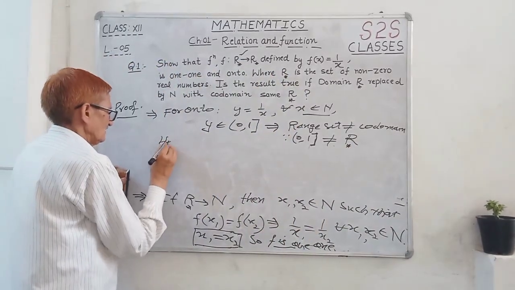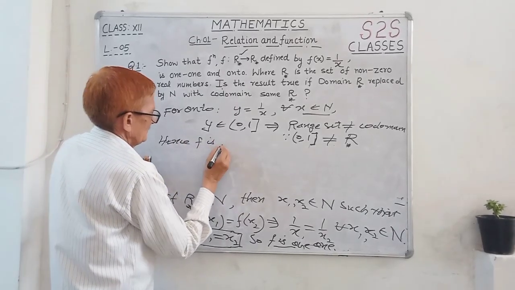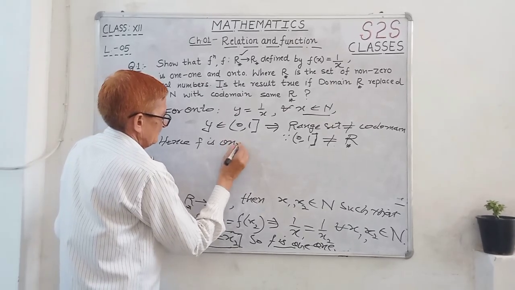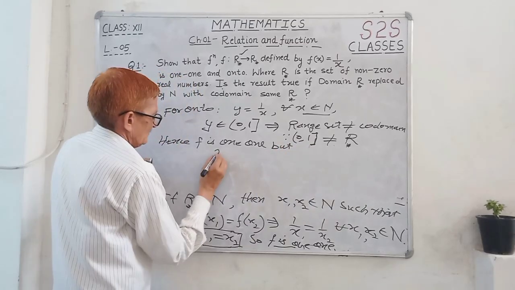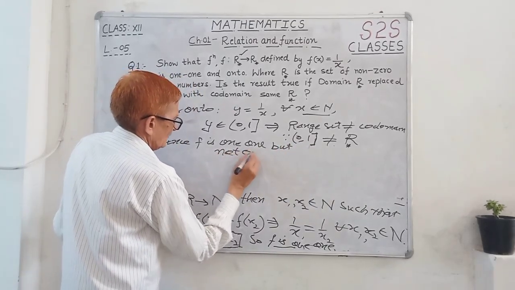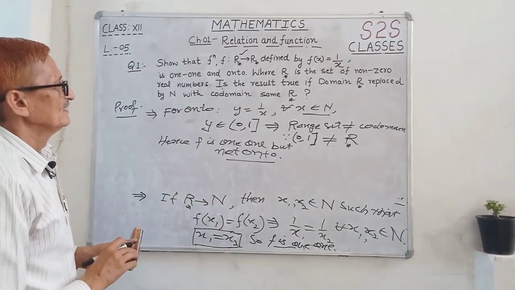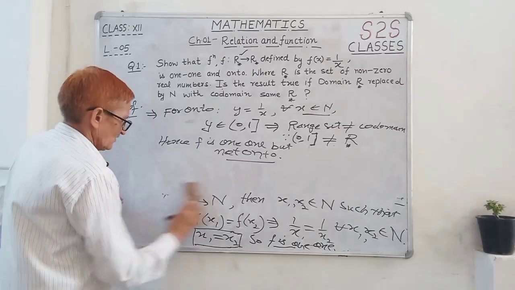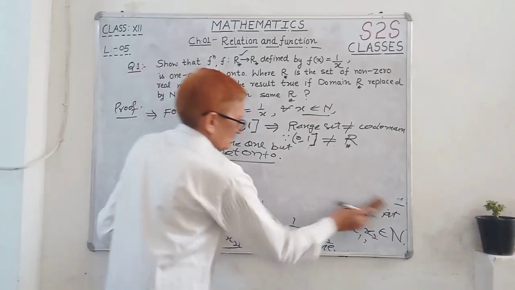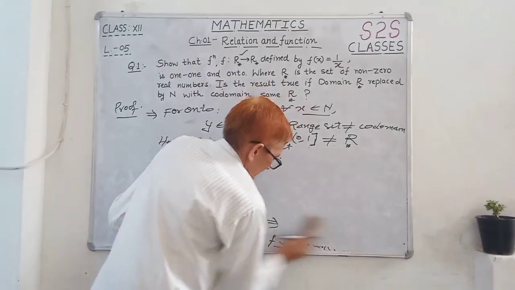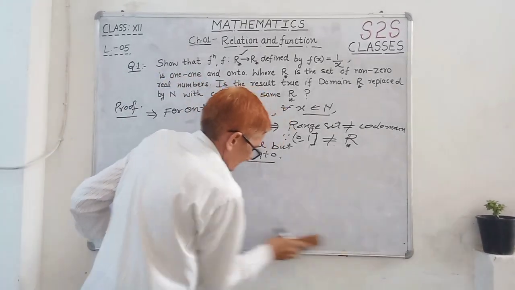Hence f is one-one but not onto. So it is not true to say one-one and onto. Question: is the result true if this is replaced? No, the result is not true. Result false, because one-one but not onto.